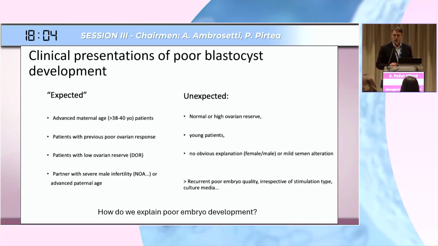And there is the most troublesome situation. It is the unexpected poor embryo development or no embryo. It is a young patient with normal or high ovarian reserve, and we cannot find with the standard examination any clear explanation in the male or in the female. Sometimes you have mild semen alteration, but this is not something that we want to focus on. And this patient tends to have recurrent poor embryo quality, irrespective of stimulation type or even culture media.